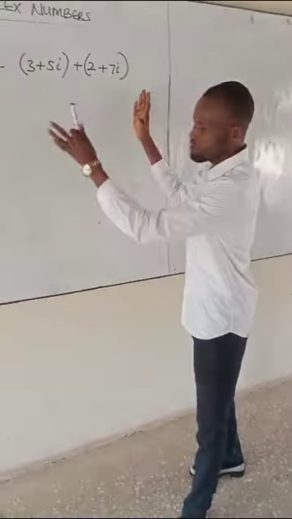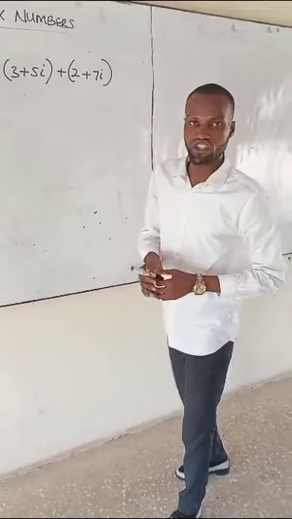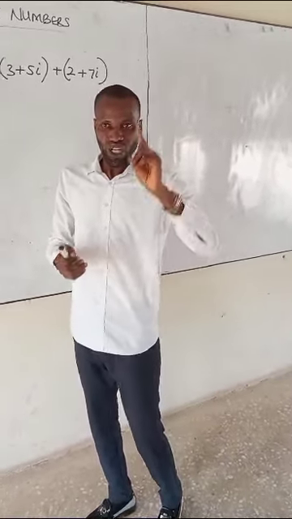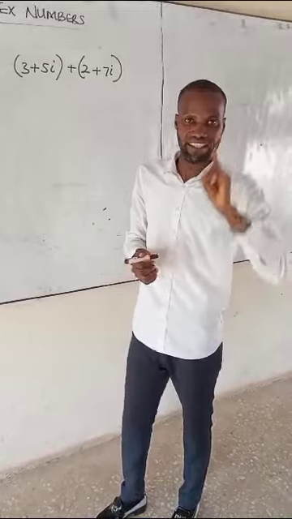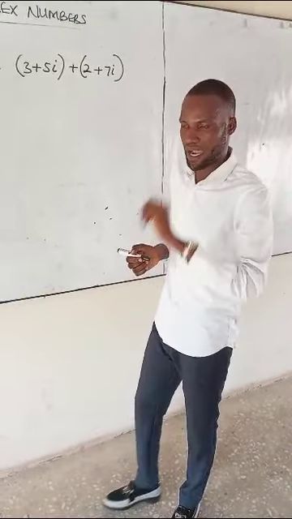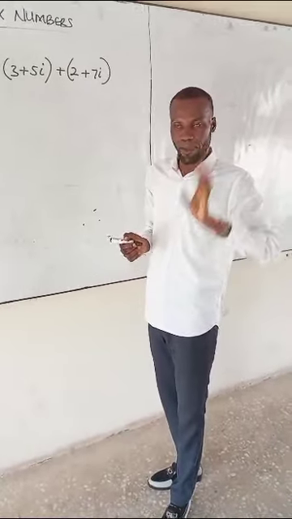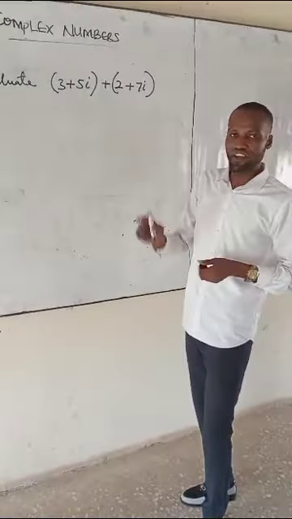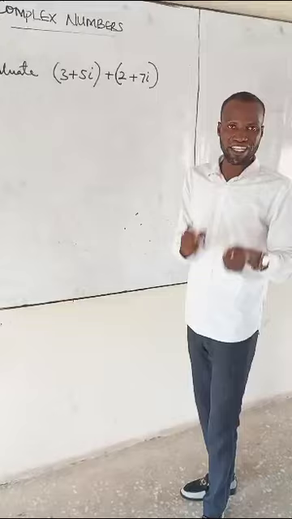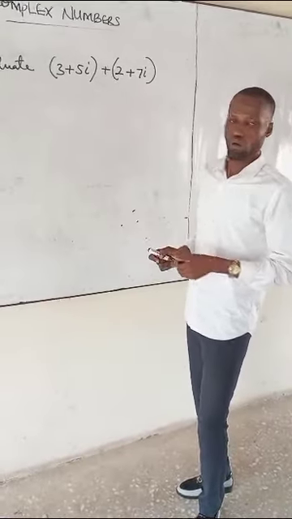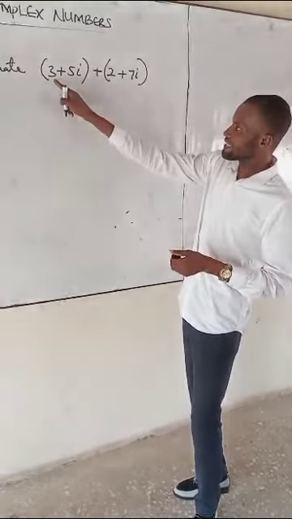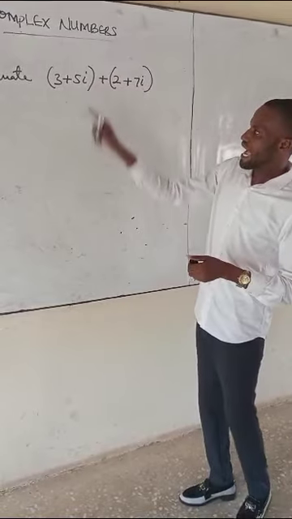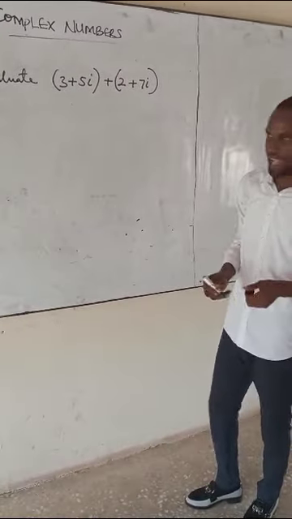For us to add these two different complex numbers together, this is the rule behind it. This is what you should always remember while adding two complex numbers: you add the real parts together and the imaginary parts together. What am I trying to say? Here we're going to add 3 with 2 and then add 5i with 7i.